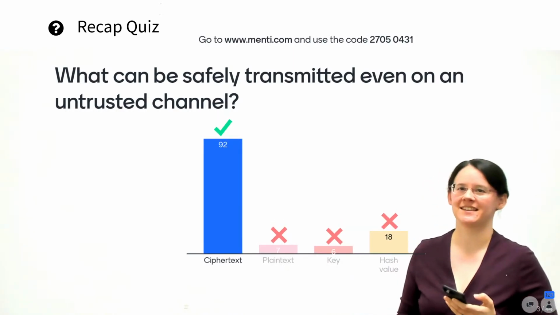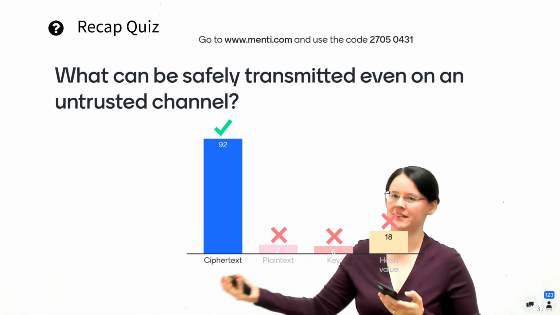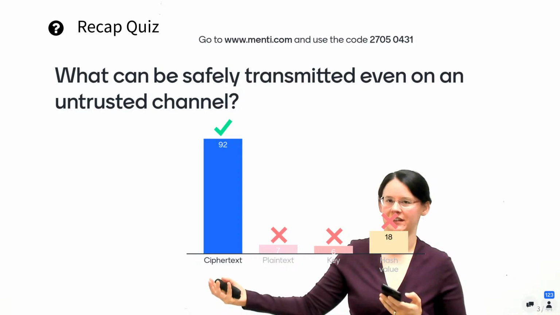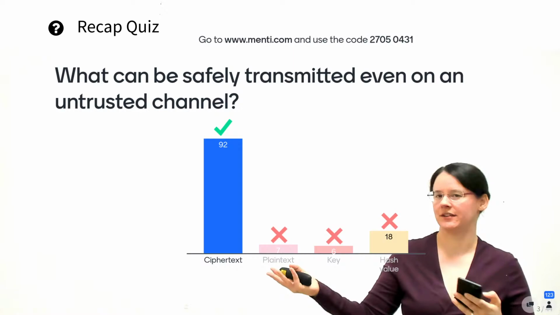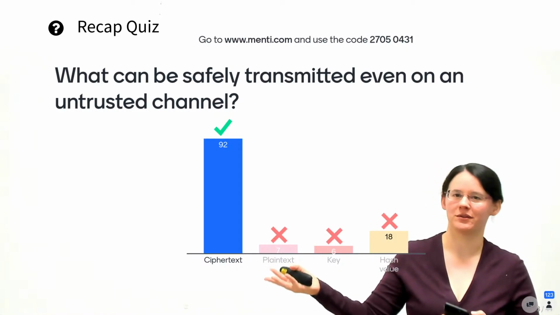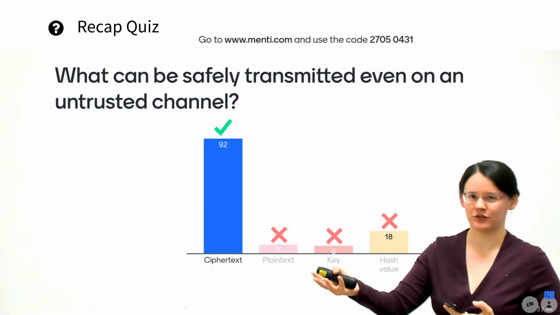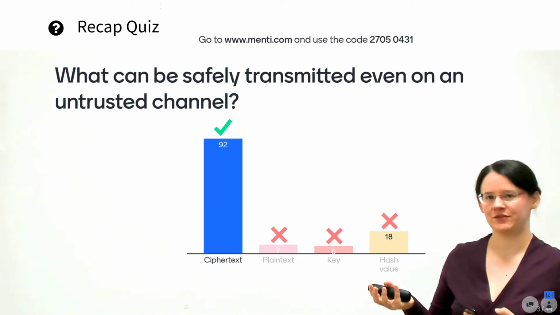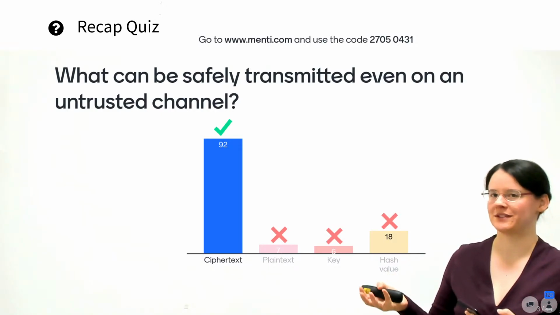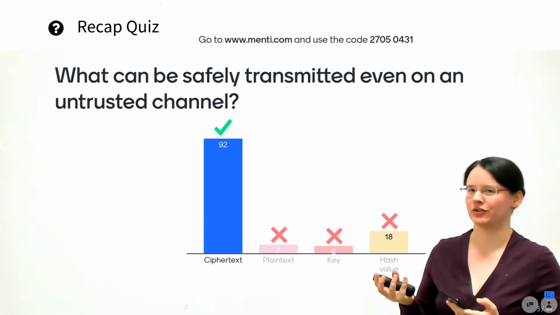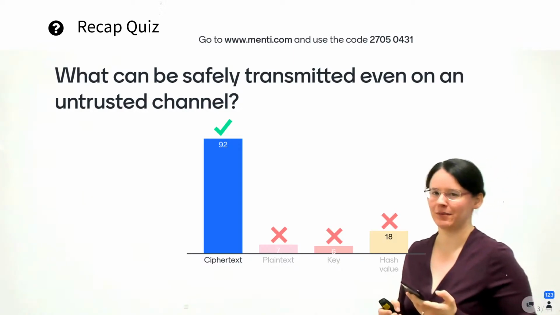Yes, indeed, it's the ciphertext. So the ciphertext is our transformed version of the plaintext, which we can transmit over an insecure channel. The plaintext not, because the word plaintext is usually used in the context of confidentiality, which always means the plaintext should remain secret. The key, we already talked about that, should also be secret. And there is the hash value. That's something we haven't talked about yet, but we will talk about it today. And we will see that actually the hash value should also not be transmitted over an untrusted, manipulable channel.